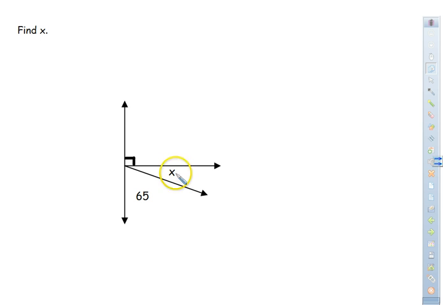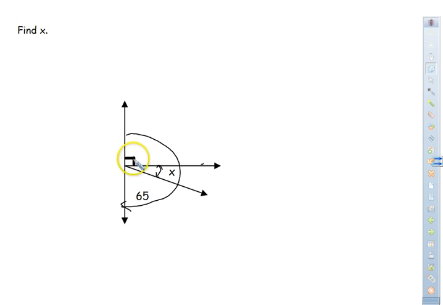Now, since we look at this, if we were looking at 180 degrees, it would be from this all the way over to this line. Okay, we are not needing to do that because we are trying to find just x, which is just from here to here. That's the space we're trying to find.